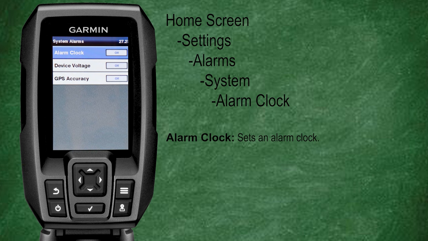The next setting you can adjust is how you would like to start your routes. You can choose either to start your routes from where the boat's current position is, or you can start a route from a specified waypoint.